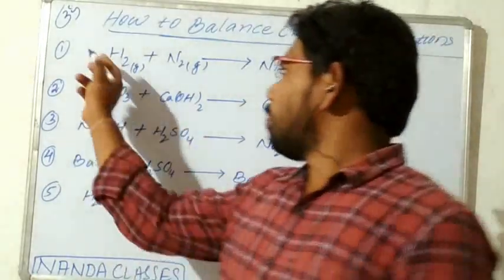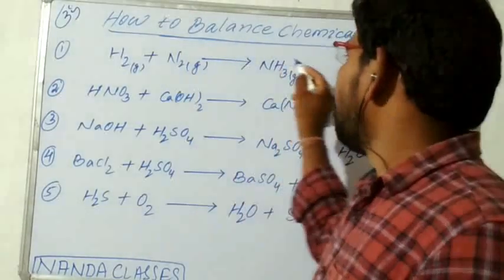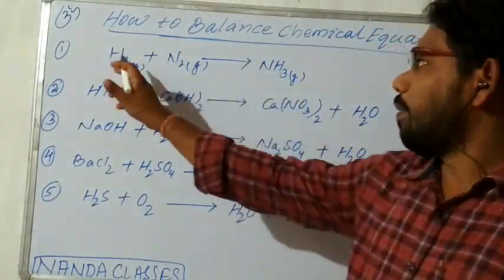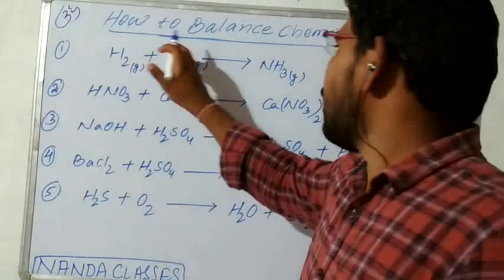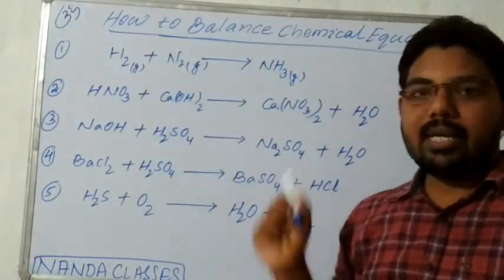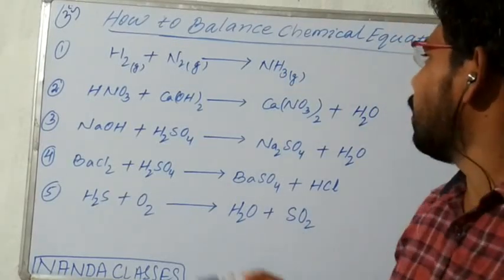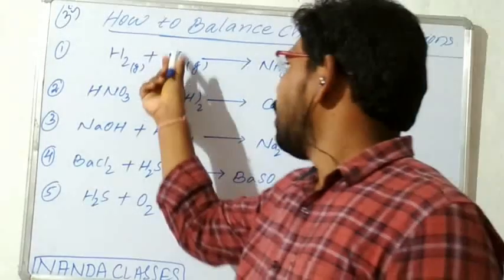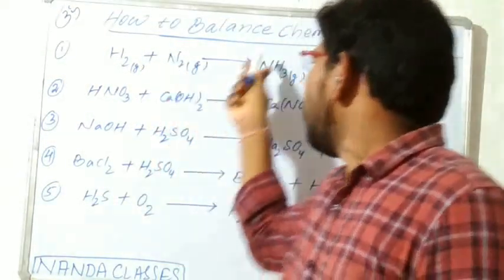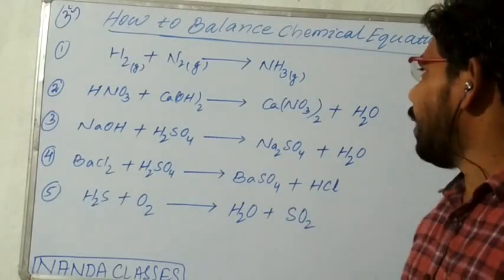One example we take is hydrogen plus nitrogen to form ammonia. Hydrogen gas reacts with nitrogen gas to form the compound ammonia gas. Is this reaction balanced? No, it is not a balanced equation. Why? Because on the reactant side the nitrogen atoms are 2, but on the product side the nitrogen atom is 1. So how can you balance this one?